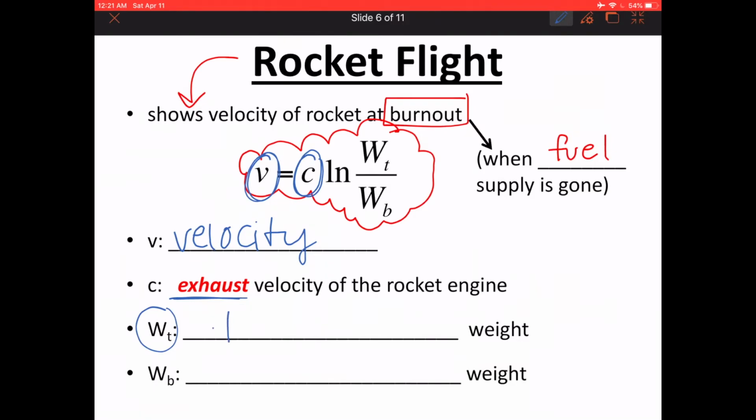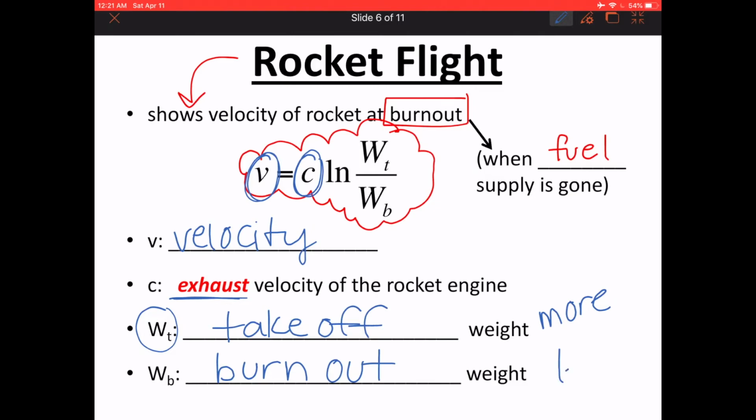Wt stands for the takeoff weight. So how much does this rocket weigh when it takes off? And Wb stands for the burnout weight. How much does this rocket weigh when all of the fuel is gone? Because of course the takeoff weight is always going to be more than the burnout weight, right? Because if nothing else, you're losing fuel. Okay, and fuel does have a weight to it.